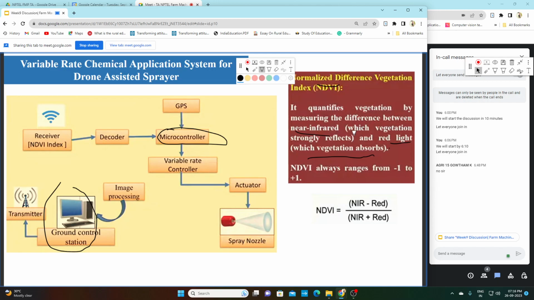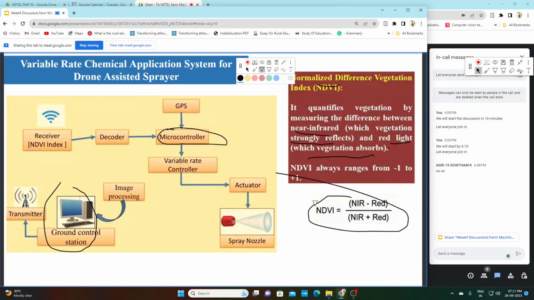Vegetation strongly reflects near infrared light, whereas vegetation absorbs red light. This is the concept behind NDVI, which is calculated by this formula: NIR (near infrared) minus red, divided by NIR plus red. You do not need to worry about the formula.